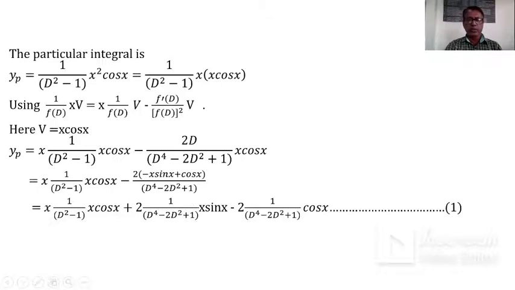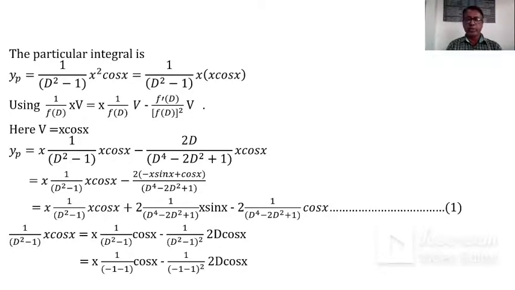And we want to operate 1 upon d to the power 4 minus 2d square plus 1 on minus x sin x plus cos x. Now separate this term: x times 1 upon d square minus 1 on x cos x, plus 2 times 1 upon d to the power 4 minus 2d square plus 1 operate on x sin x, since this minus minus becomes plus, again minus 2 times 1 upon d to the power 4 minus 2d square plus 1 operate on cos x. Again we use the formula for these two, and for this third term we substitute d square by minus a square if the denominator is non-zero. We separate them one by one.